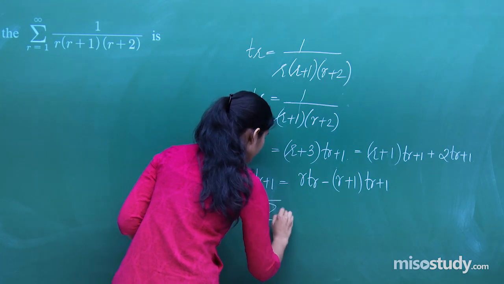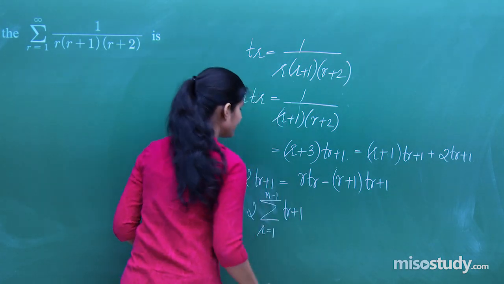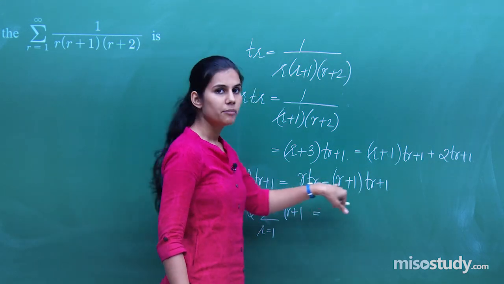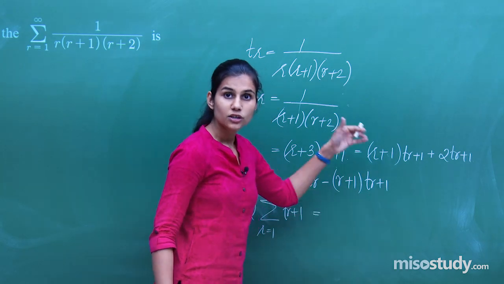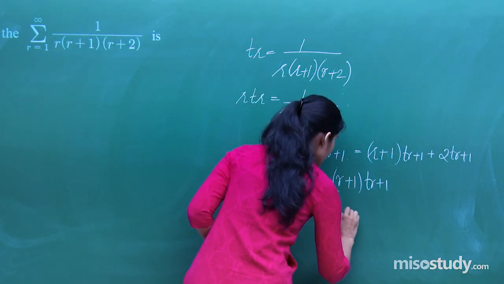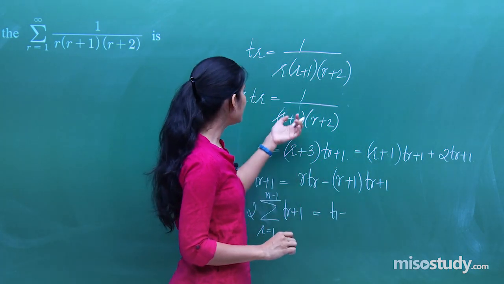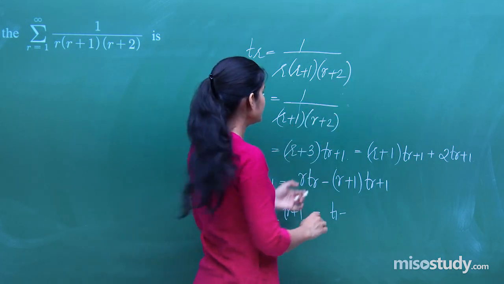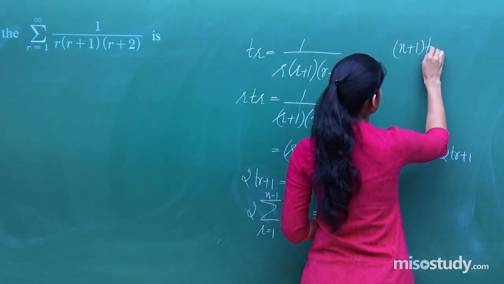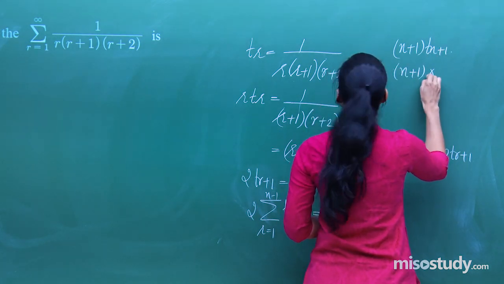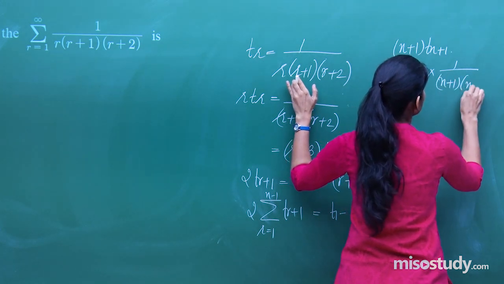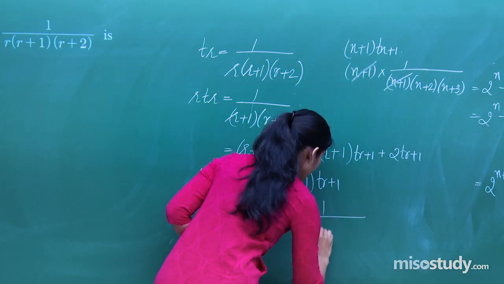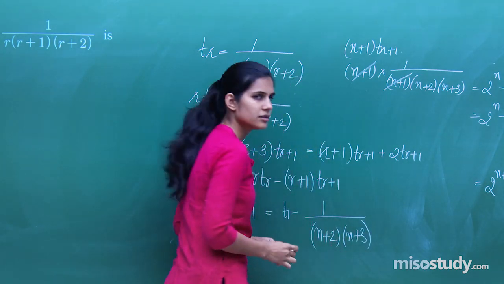So, when you need to find the summation, this is r going from 1 to n minus 1, because till tn you need to find. This is what? 1t1 minus 2t2 plus 2t2 minus 3t3 plus 3t3 minus 4t4. So, you are going to get the terms all cancelled. You just have 1t1 minus what is n plus 1 tn plus 1? Tn plus 1 will be 1 upon n plus 1, n plus 2, n plus 3. Right? So, what will be n plus 1 tn plus 1? It will be n plus 1 into 1 upon n plus 1, n plus 2, n plus 3. N plus 1, n plus 1 gets cancelled. You just have minus 1 upon n plus 2, n plus 3. Clear?